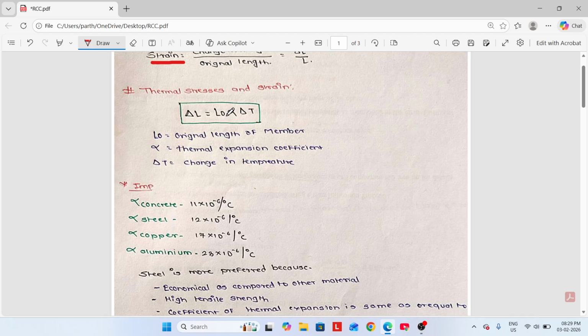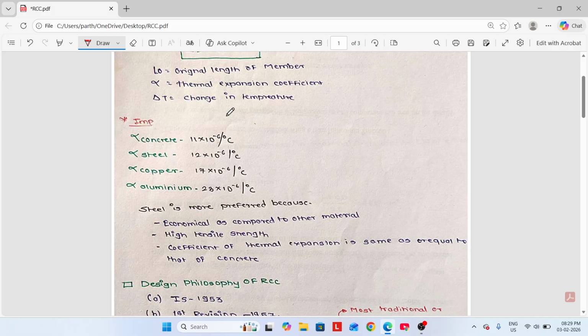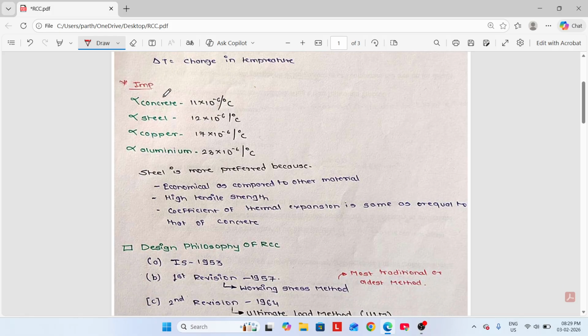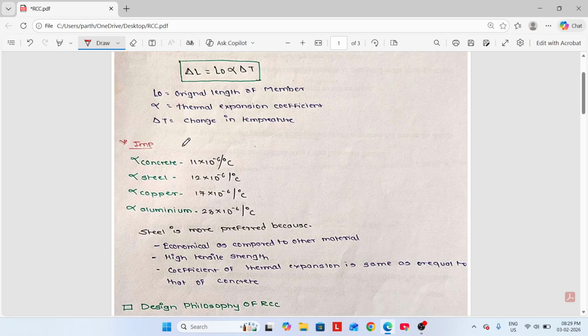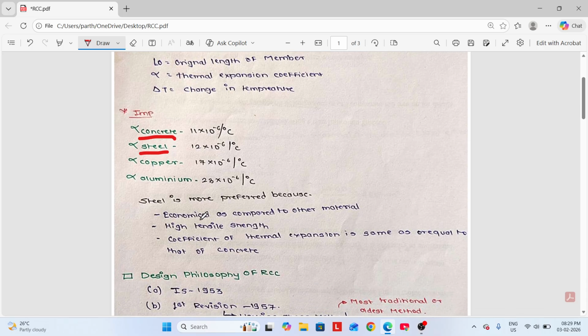So these are the important terms regarding the thermal expansion coefficient. For concrete, the thermal coefficient of expansion is 11 into 10 raised to minus 6. For steel, it is 12 into 10 raised to minus 6 per degree Celsius. For copper, it is 17 into 10 raised to minus 6. And for aluminium, the coefficient of thermal expansion is 23 into 10 raised to minus 6.